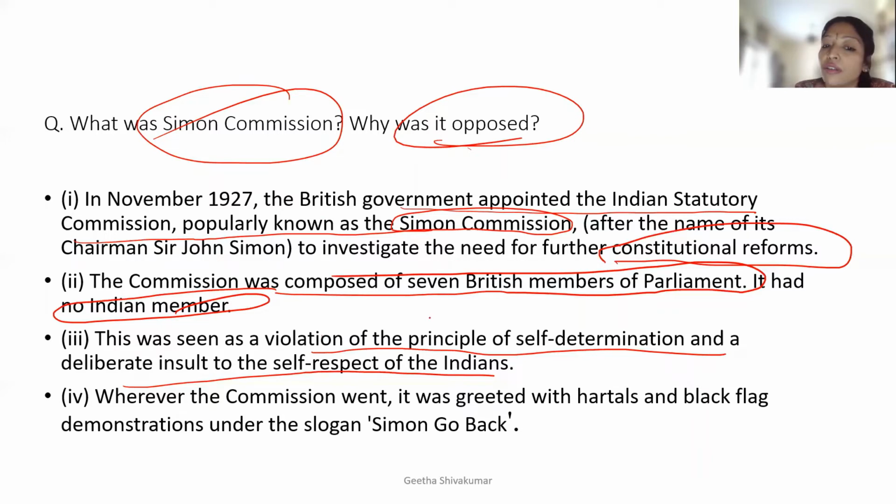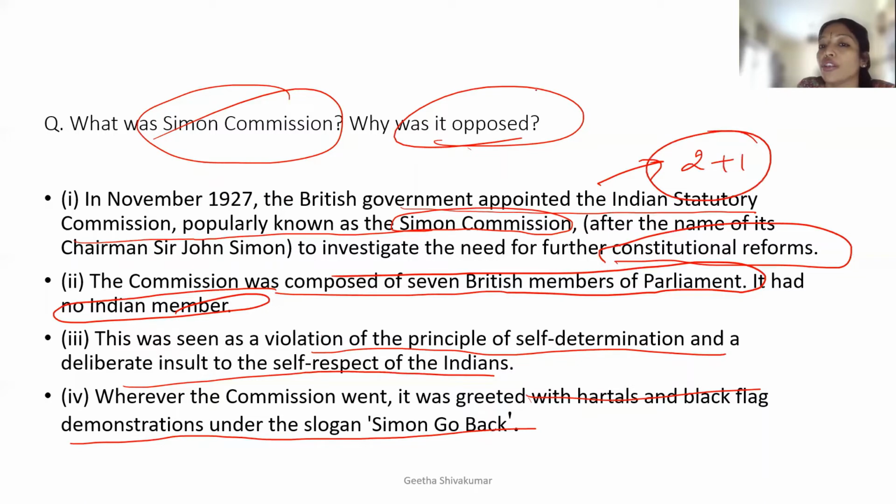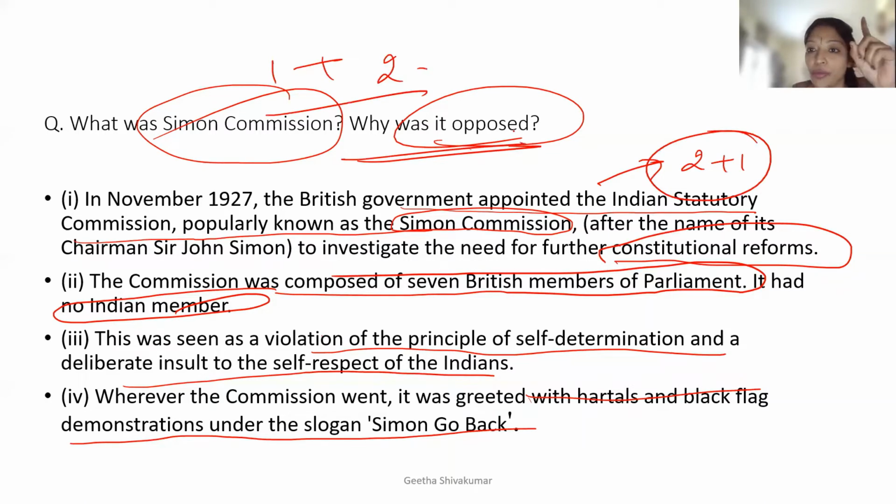So when the commission went, it was greeted with hartals and black flag demonstrations under the slogan, Simon, go back. The question can come for 2 + 1, or 1 + 2. Why was it opposed? First, because there were no Indian members present. Second, it was seen as a violation of the principles of self-determination and a deliberate insult to the self-respect of Indians. That is the reason it was boycotted or opposed.